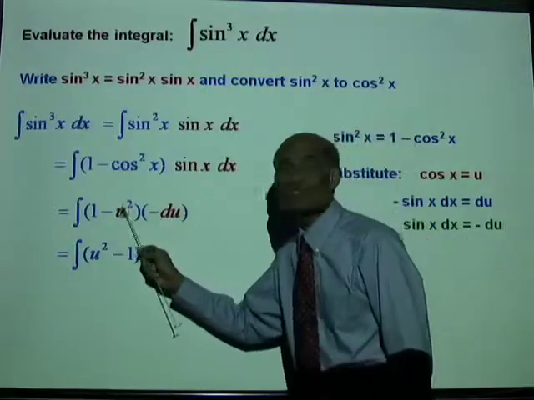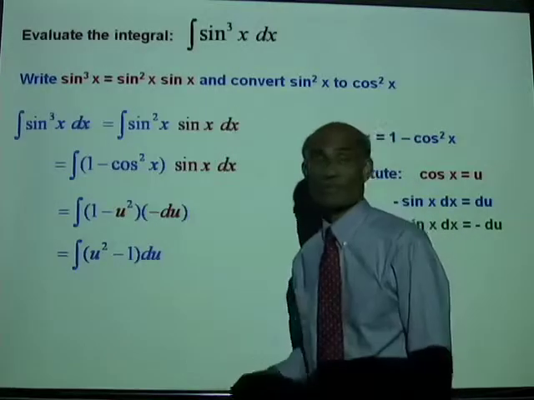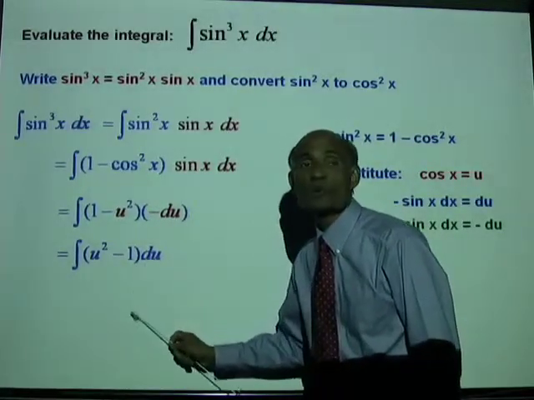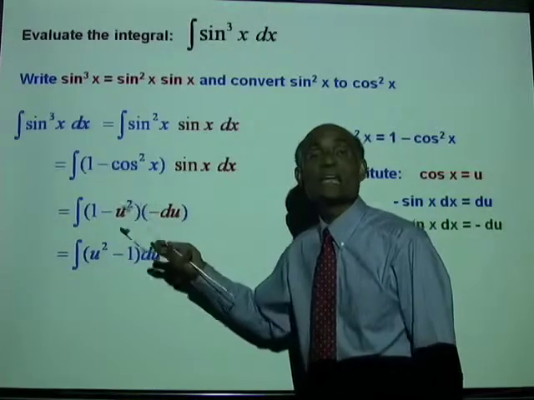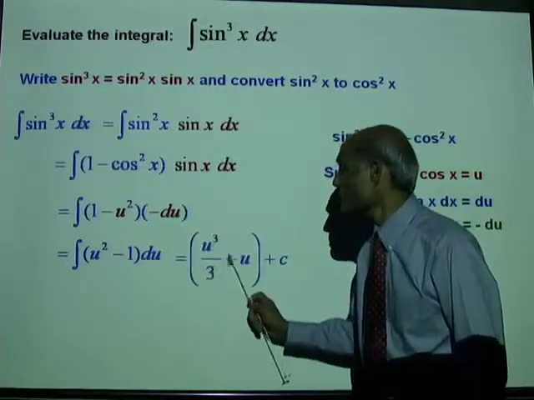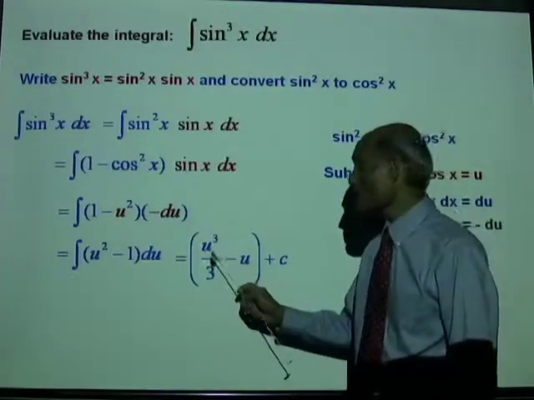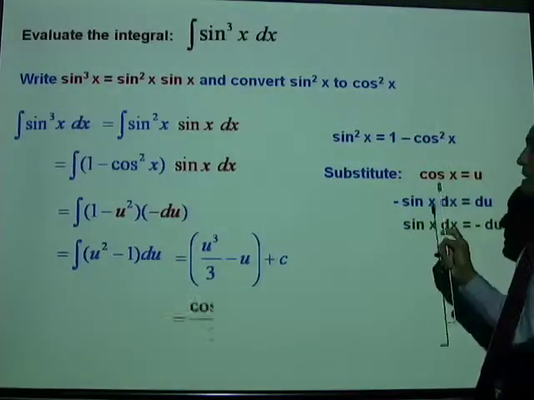All these simple algebraic techniques are very important. Now we can integrate it. Integral u squared du is u cubed over 3 minus integral 1 du is u. So that will be u cubed over 3 minus u plus c. And replace our u. What's our u? Our u is cos x.